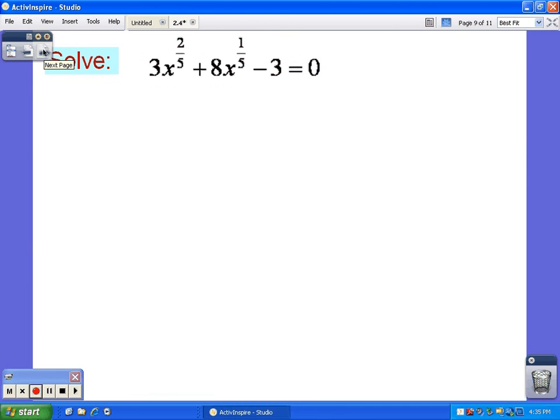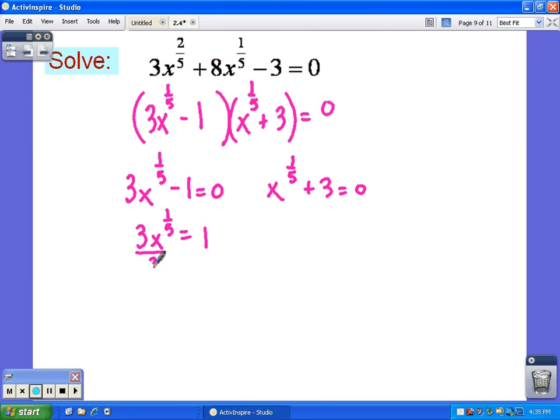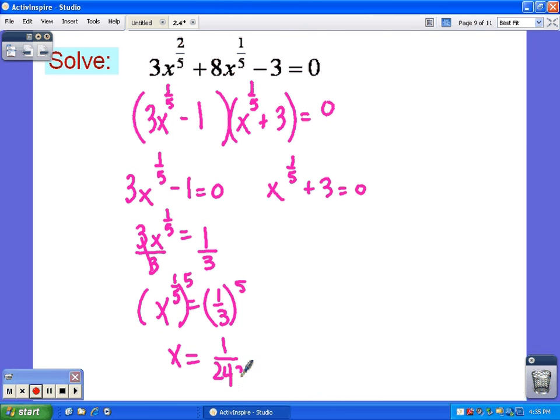Same type of problem, quadratic in form. So again, we're going to factor it. It would factor as 3x to the 1/5 minus 1 and x to the 1/5 plus 3. Setting both of those factors equal to 0, we can solve them. We need that x by itself, so I'll add 1 and divide by 3. So we get x to the 1/5 is equal to 1/3. And again, the 1/5 power is the same thing as the 5th root. So to get rid of it, we would need to take both sides to the 5th power. And that's going to give us x is equal to 1 over 243.